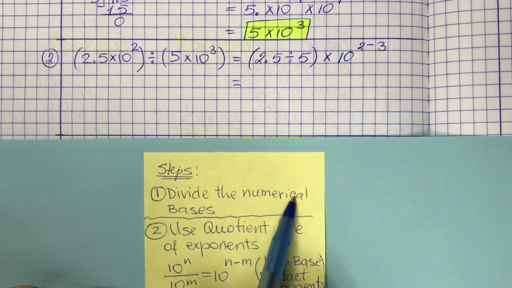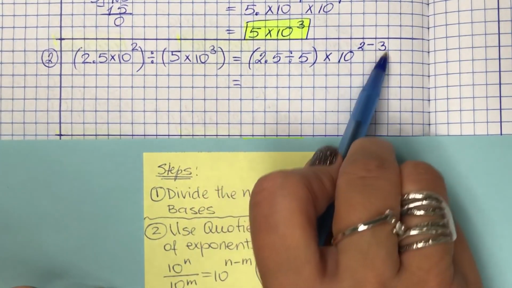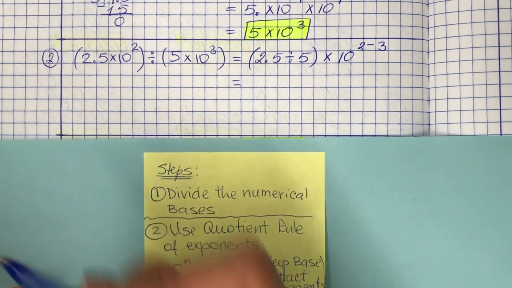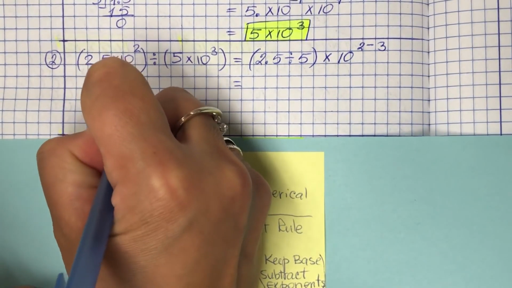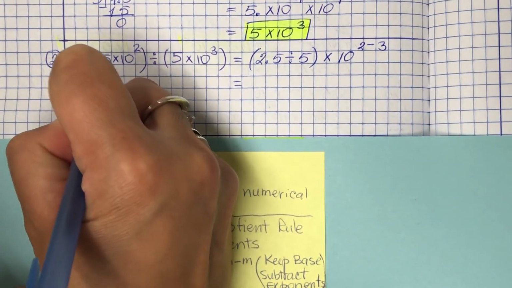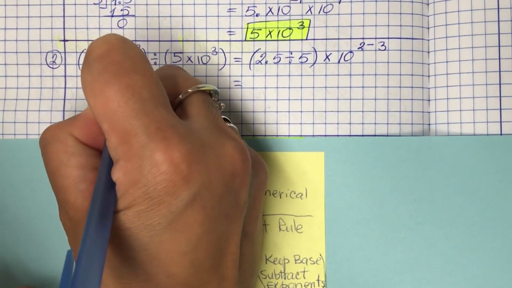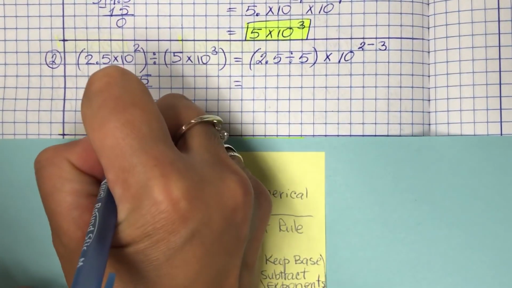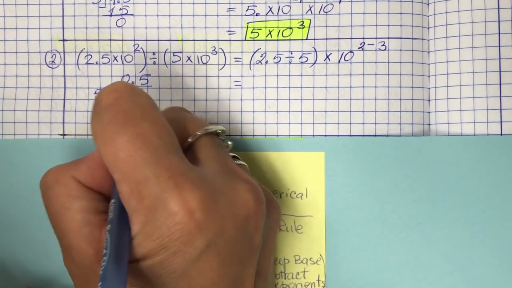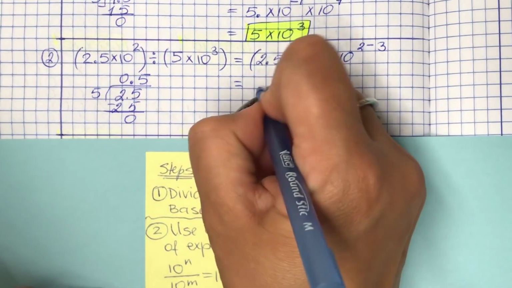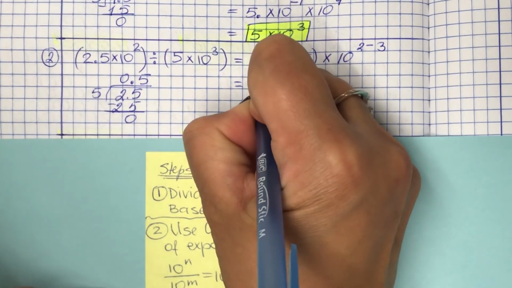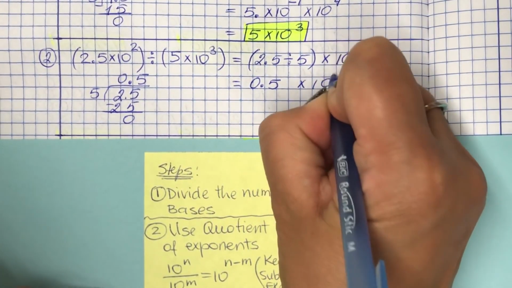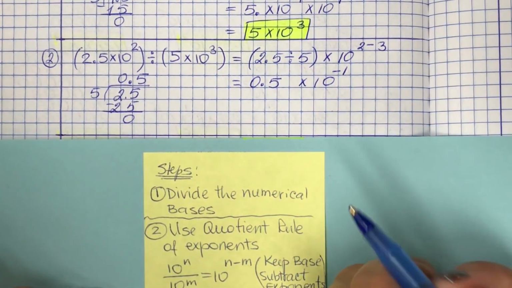So divide the numerical bases and then multiply by the power of 10 with subtracting the exponents. Keep the base, subtract the exponents. Let's do the division. 2.5 divided by 5. 5 doesn't go into 2, but it goes into 25 5 times. And that's 25. 5 times 5, 25. Subtract. Done dividing. 0.5 again. Ten to the power of negative 1. 2 minus 3, negative 1.